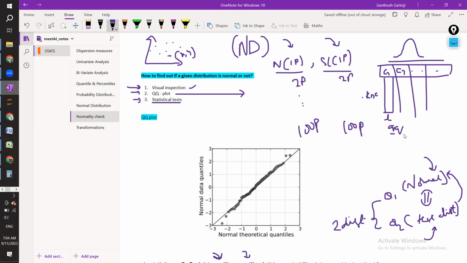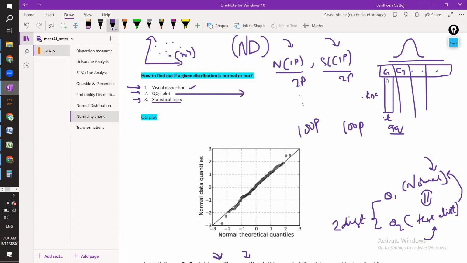Then you will find out the QQ plot. If it is like this, it's perfectly normal. But if there are slight deviations, then to understand how much the deviation is, you can find out the kurtosis and skewness. From there you will get a slight idea: skewness is slight, kurtosis is a little positive, a little negative. From there you can understand with how much confidence you can assume that as a normal distribution.